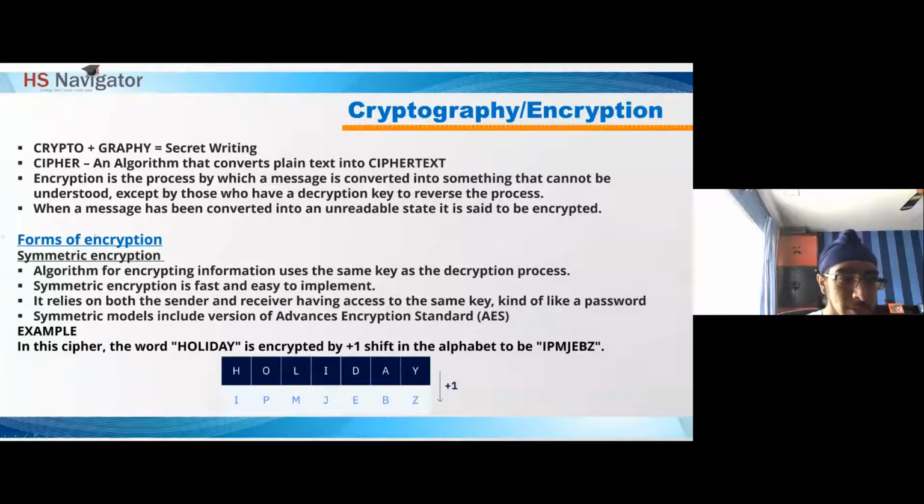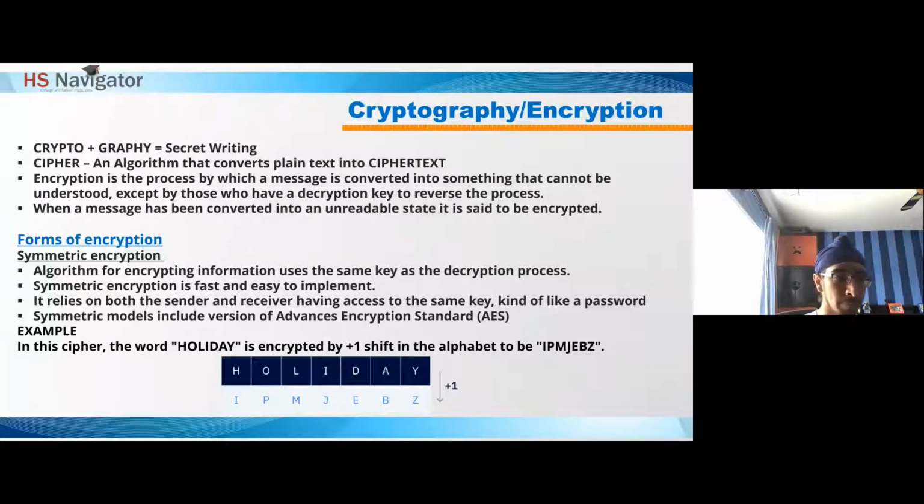So some forms of encryption are, like I say, symmetric encryption, which are algorithms for encrypting information that use the same key as the decryption process. So the same key you use to encrypt it is the same one you use to decrypt it, and that's fast and easy to implement. But it has a lot of risks associated with it because if someone attacks either side, they get access to both the sender and the receiver, so they have the same keys.